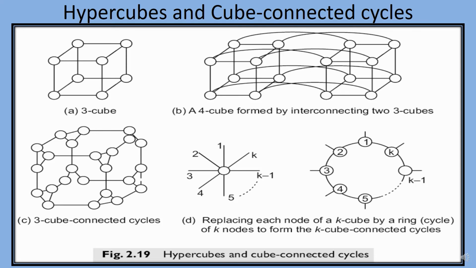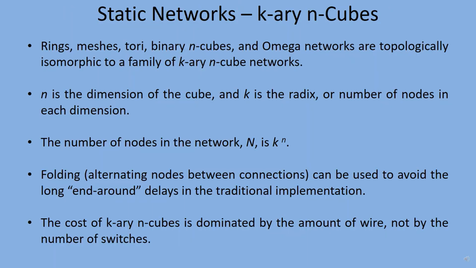Diagram D shows replacing each node of K-cube by a ring or cycle of K nodes to form K-cube connected cycles. The networks so far discussed are topologically isomorphic to a family of K-array n-cube networks. n is the dimension of the cube and K is the radix or number of nodes in each dimension. The number of nodes in the network N is K power n.